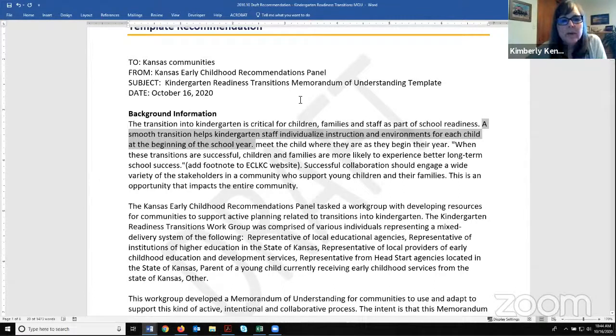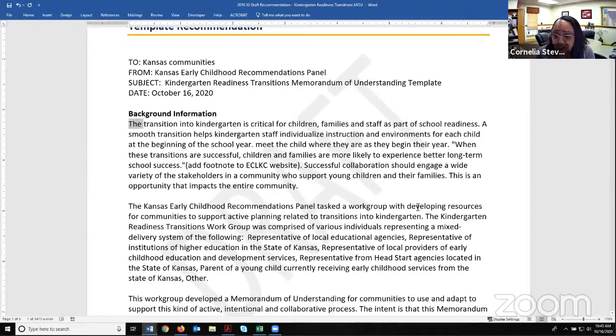This is Kim, and I'm going back to that first sentence. When we took out the word "process," then the latter part of that sentence just doesn't flow right. I wonder if it's the transition into kindergarten is a smooth, well, we already said smooth. How about, this is Cornelia, "smooth transition helps ensure the individual needs of each child are met as they enter the K-12 system," or as they enter something, still focused on the individual child.